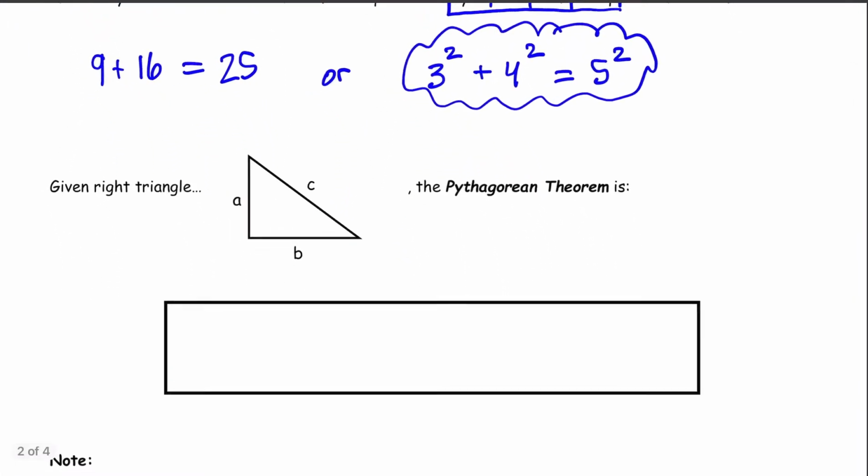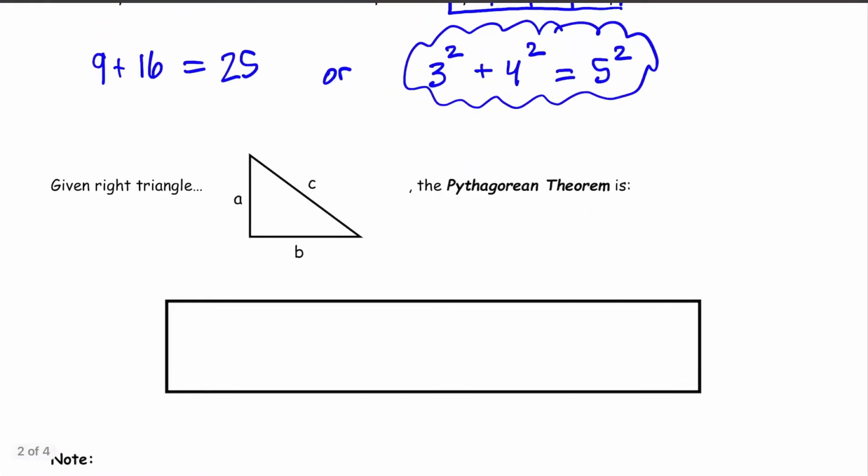So given a right triangle, and I'm going to label the sides A, B, and C. From up above, we can say that A squared plus B squared equals C squared, and that's called the Pythagorean theorem. This is one of the most common theorems. Your parents probably still remember this from when they were in high school. Everybody remembers A squared plus B squared equals C squared.